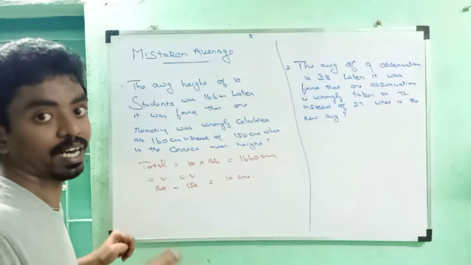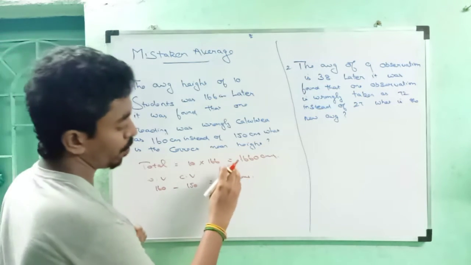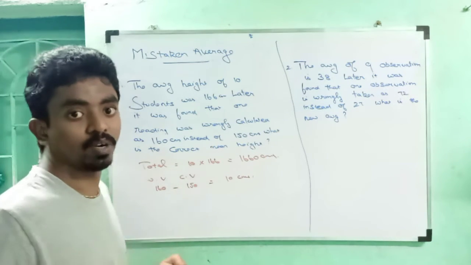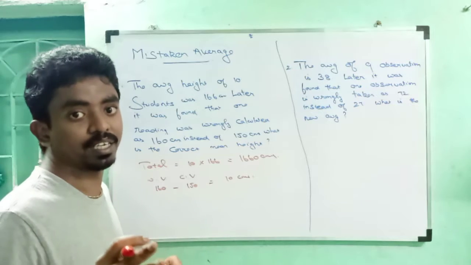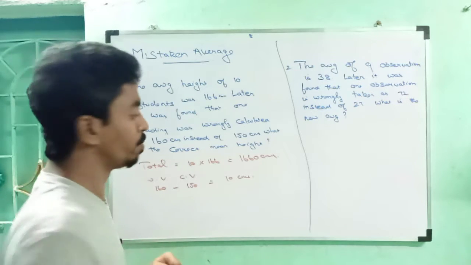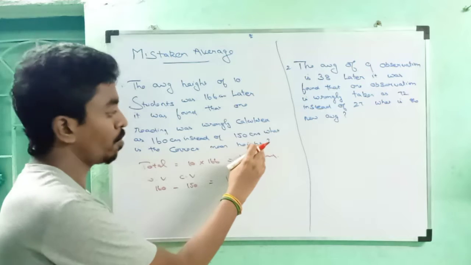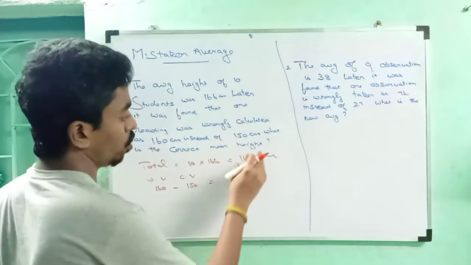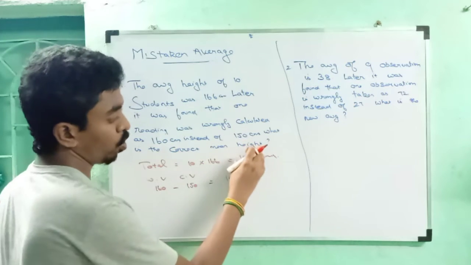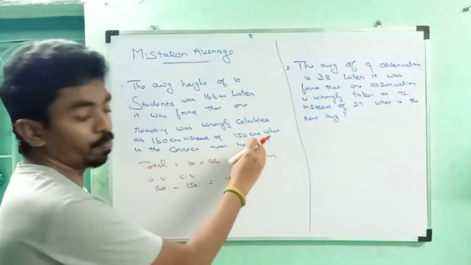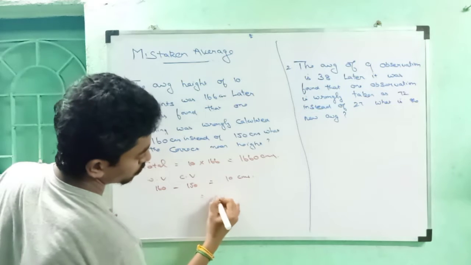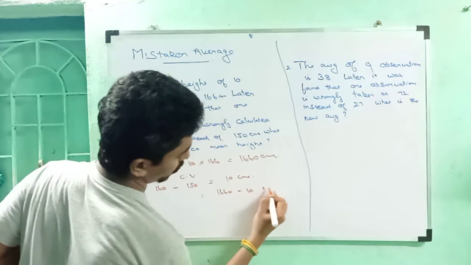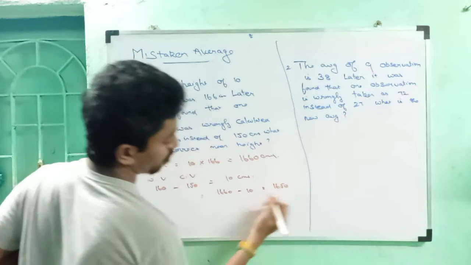To find the correct average, you have to subtract this 10 from 1660, because the average is the sum of observations divided by the total number of observations. So this is the sum of observations, but there is a fault in the sum of observations. So we have to subtract this 10 from the total. So 1660 minus 10 is equal to 1650.